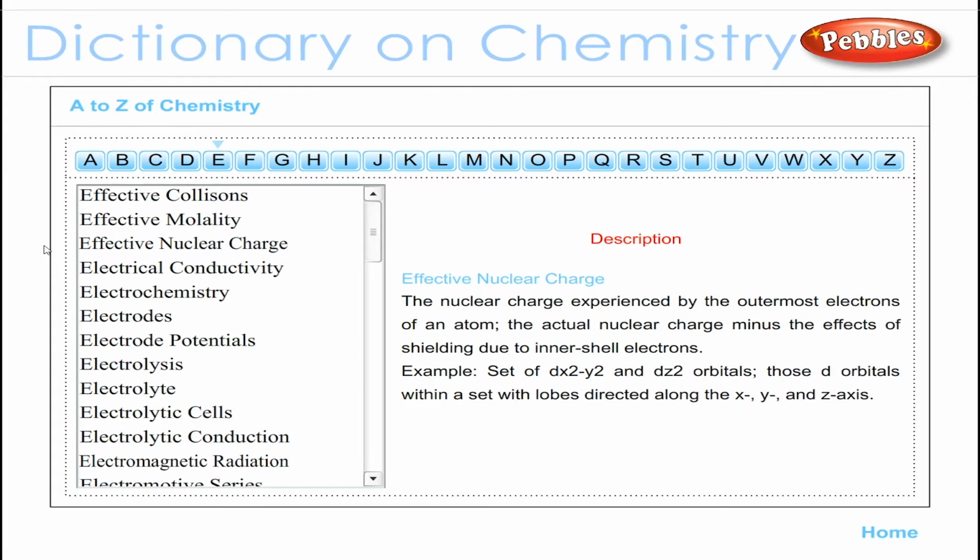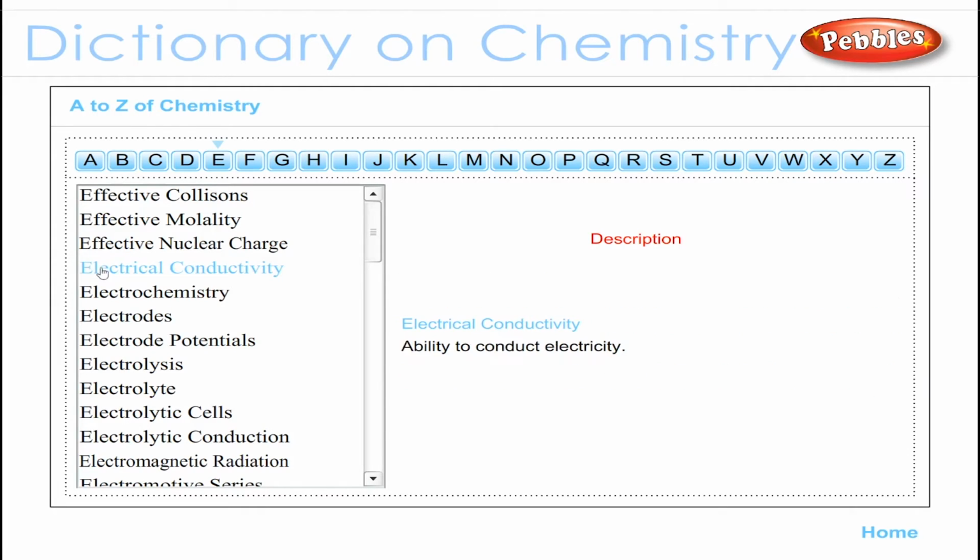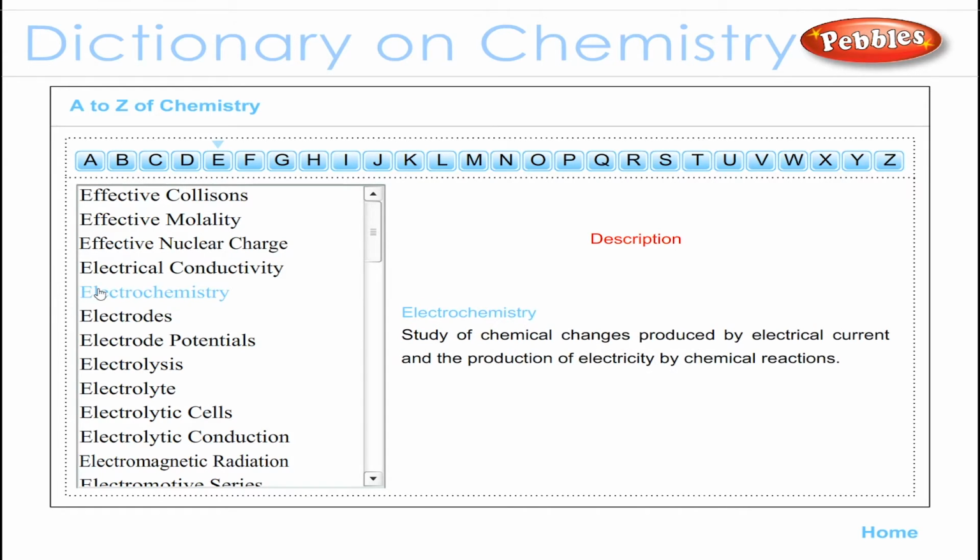Example: set of dx2-y2 and dz2 orbitals. Those d orbitals within a set with lobes directed along the x, y and z axes. Electrical conductivity: ability to conduct electricity. Electrochemistry: study of chemical changes produced by electrical current and the production of electricity by chemical reactions.